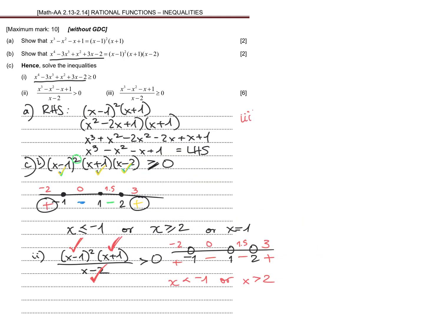For triple I, we have (x minus 1) squared, (x plus 1) over (x minus 2). We want it greater than or equal to 0. So this is the same thing we just had, except now our points are filled in. So we're going to have x less than or equal to negative 1, or x equals 1, or x greater than 2. It can't be equal to 2. I shouldn't have filled this one in because it's a denominator. And you can't divide by 0.